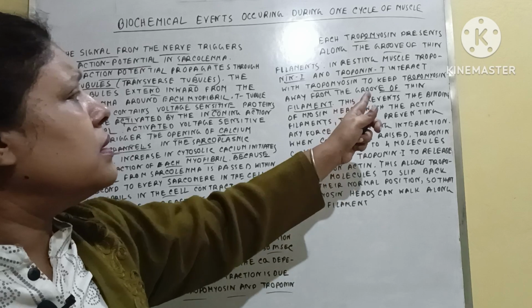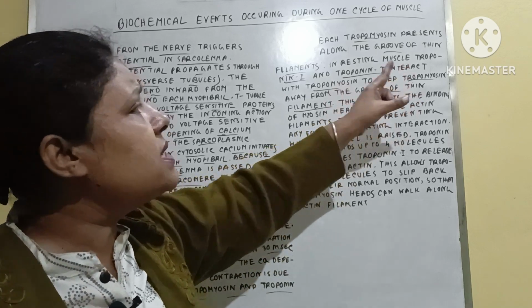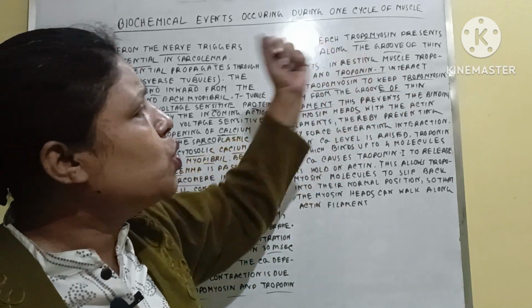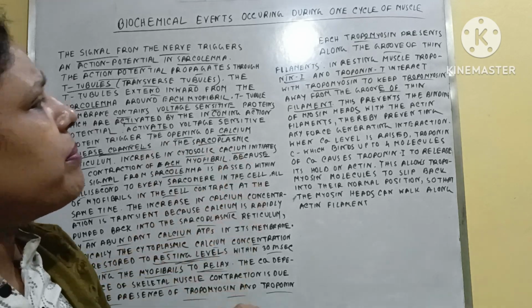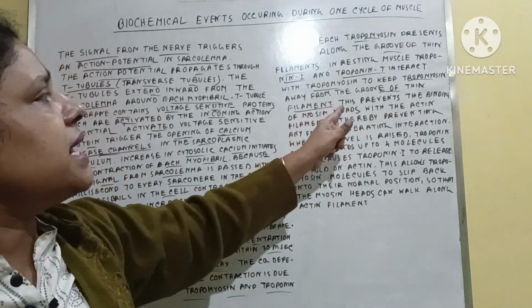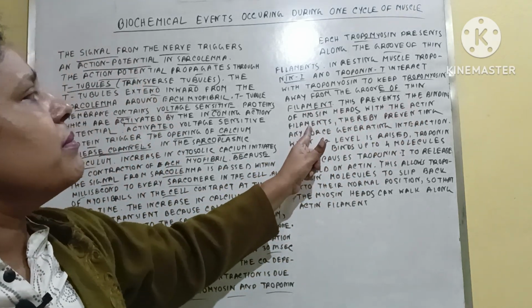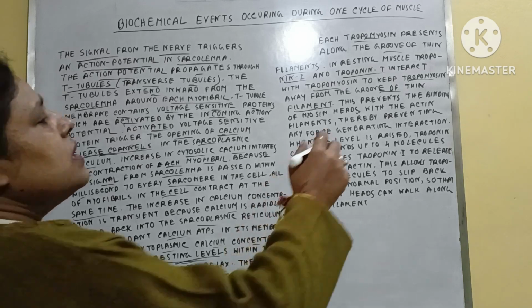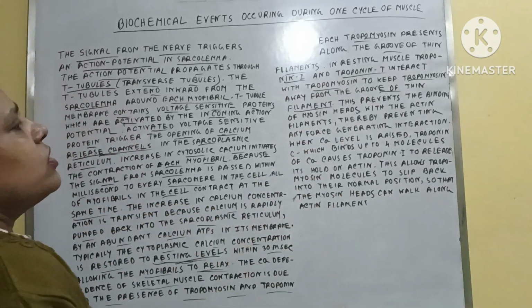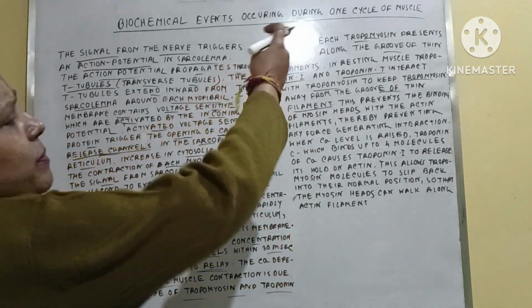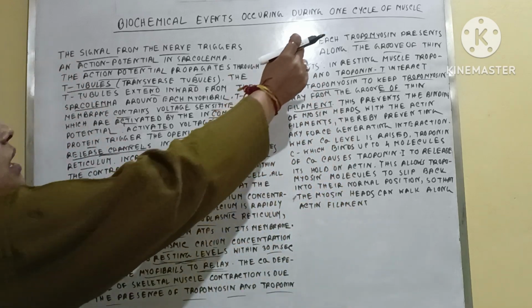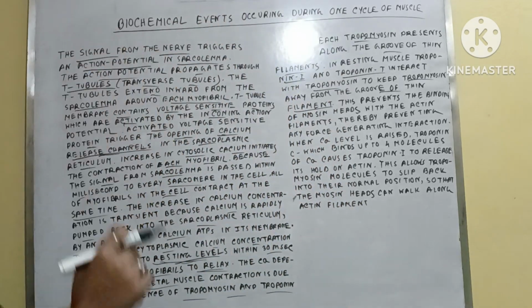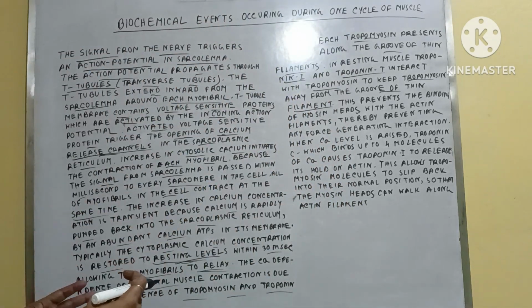And when the tropomyosin remains away from the groove of the thin filaments, what is happening? The binding of the myosin heads with the actin filaments is prevented. Okay, the binding of actin and myosin is prevented. Why is this prevented? Because the tropomyosin does not remain within the groove of the thin filaments. It is away from the thin filaments.